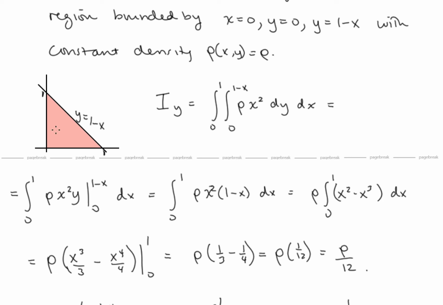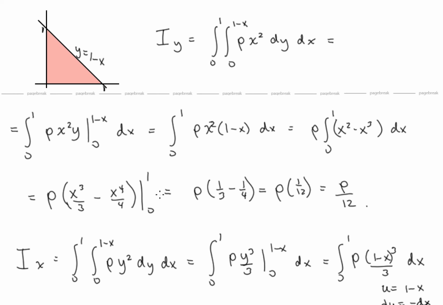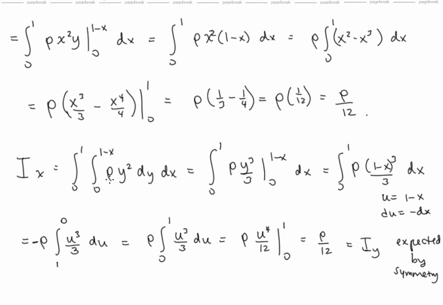Again, because of the symmetry of the region with respect to the x and y axes, and also because the density is constant here. So let's take a look at that computation as well. We've got rho y squared here. Again, y goes from 0 to 1 minus x, x goes from 0 to 1. Integrating on y, plugging in, integrating on x. I did a little u substitution here instead of multiplying that out. And again, we get rho over 12, which is what we expected.